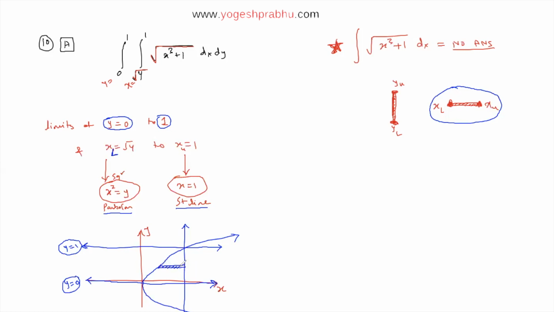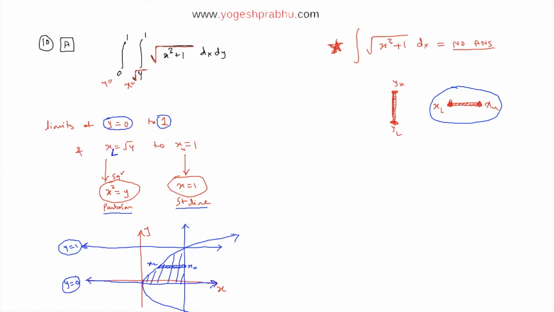Okay. So that x lower will be the parabola and x upper will be the line. And then the area will be this. Do you understand the area? Yes. Stop me immediately if you don't understand something. Okay. So now this is the area.